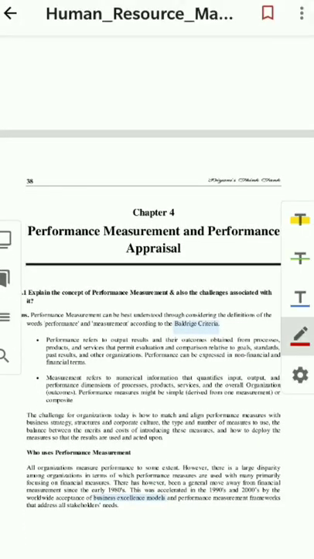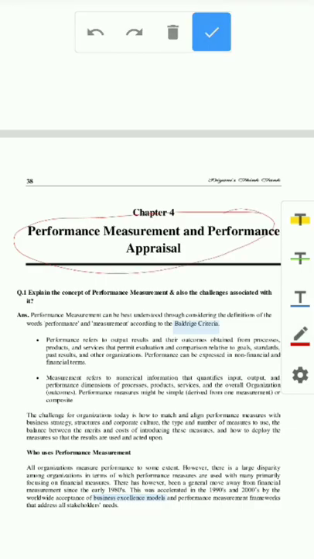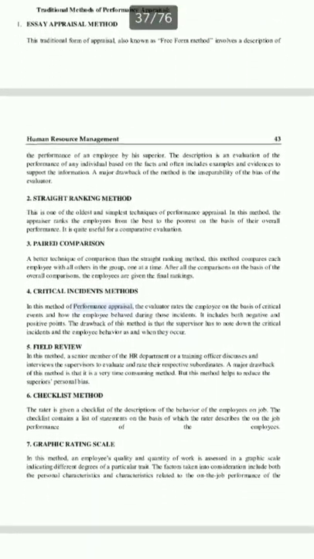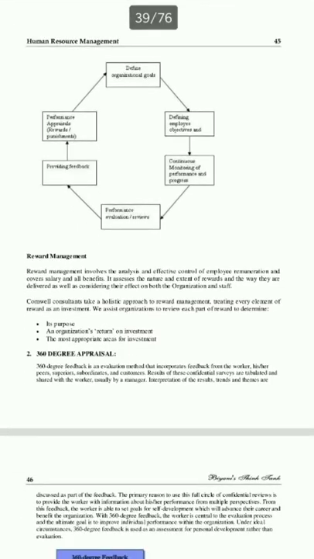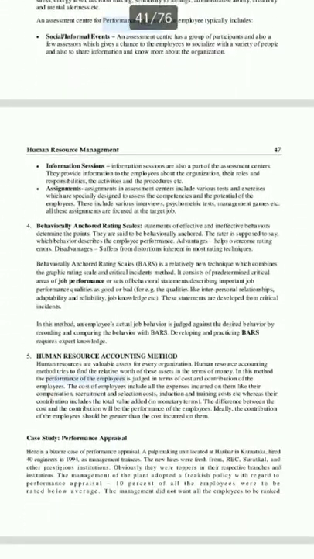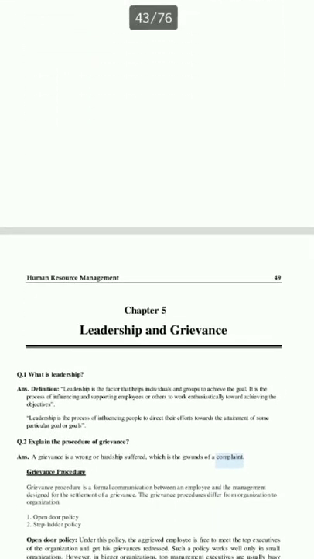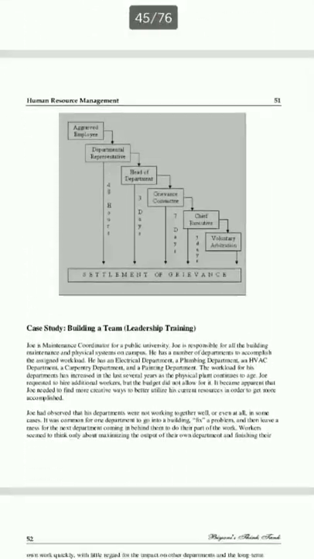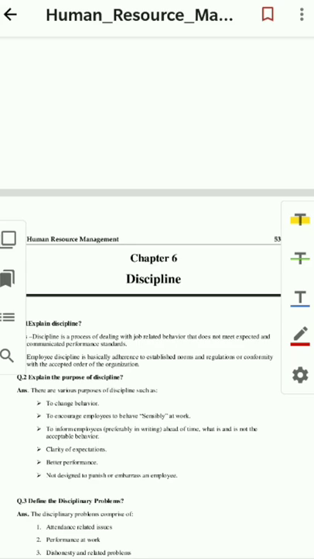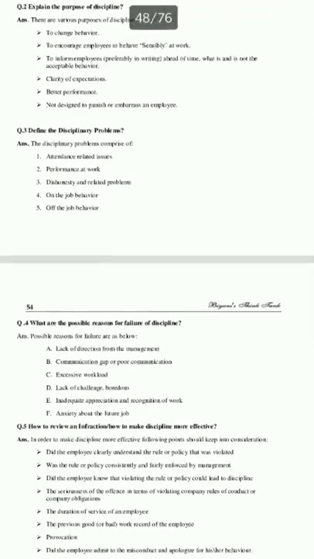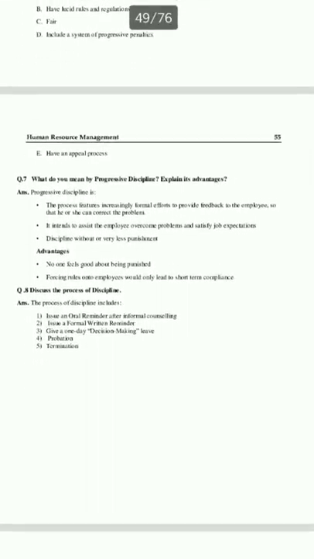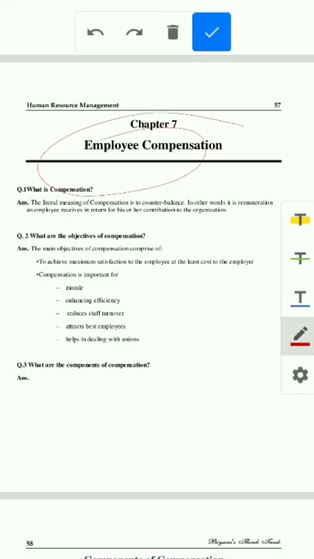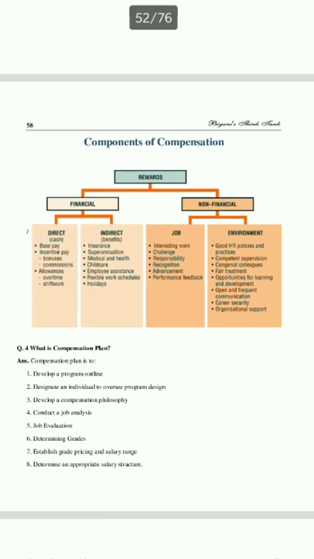So chapter 4 is performance management appraisal. It is covering all the questions here. Reward management, assessment centers, behavior anchor scale, BARS. Next is leadership and grievance. Next is discipline. So you can see this is a very good book and covering all the major topics. Employee compensation. Components of compensation.